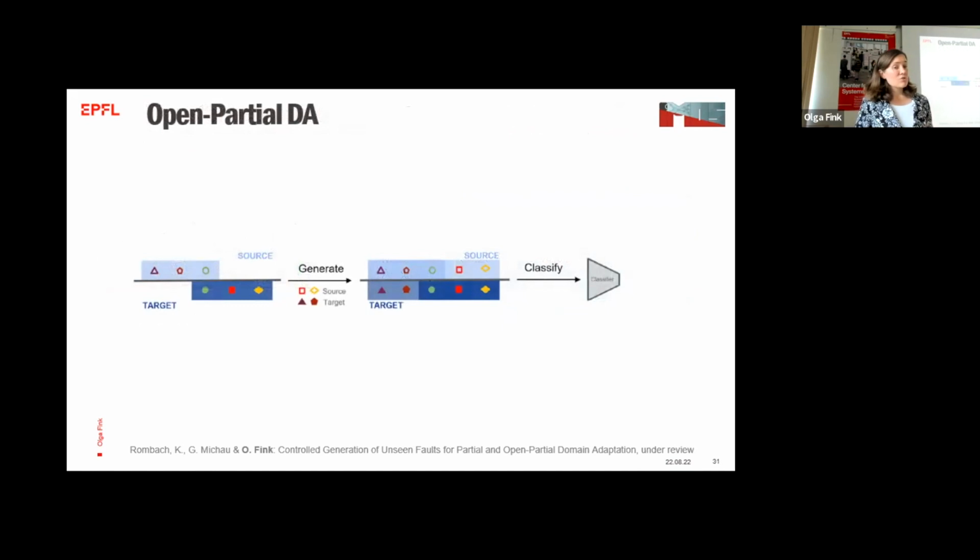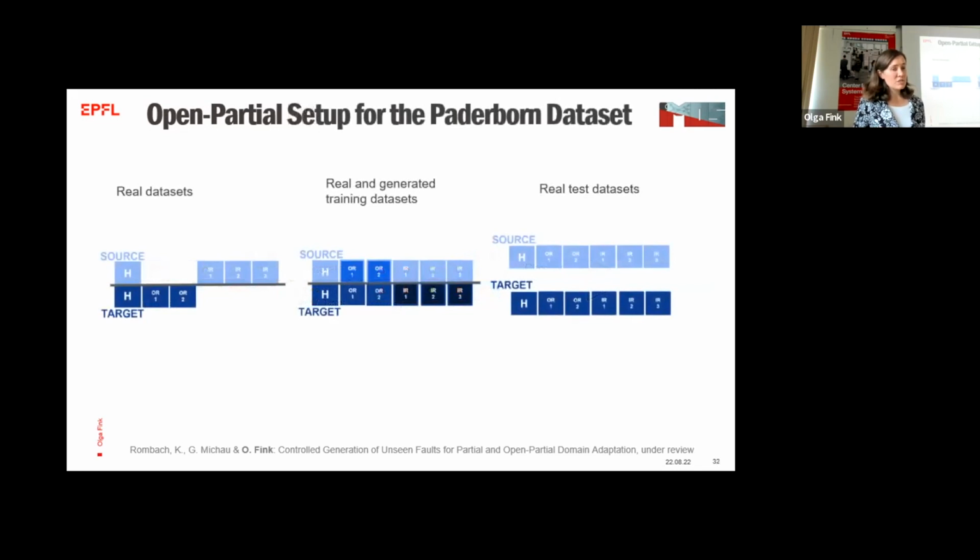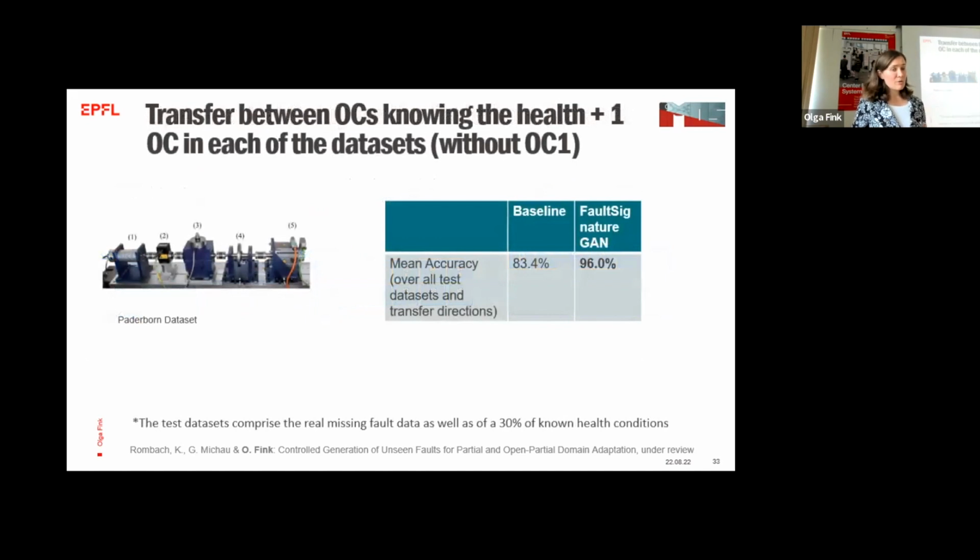And now we also wanted to take a look into how it applies to this open partial domain adaptation setup, where we have partly overlapping labels between the source and the target. So what we assume is that on the source unit, we only have the inner ring faults, and on the target unit, we only have the outer ring faults with the 2 and 3 severity levels. But later on, we would like to test it on the entire set of the labels and on all the different fault types.